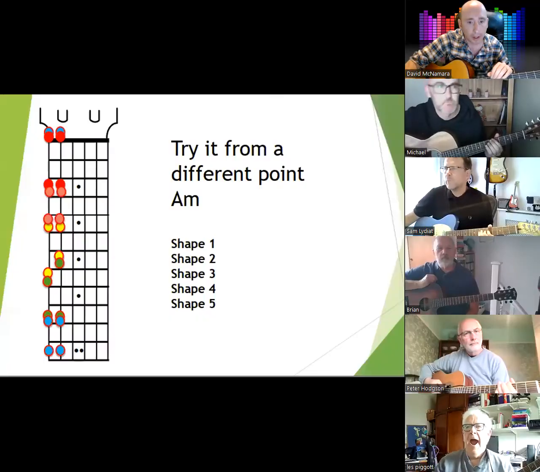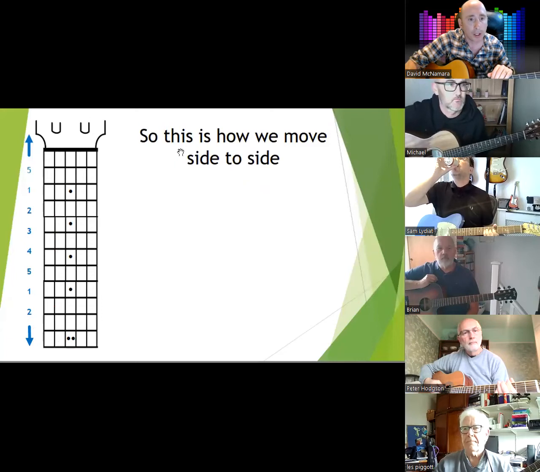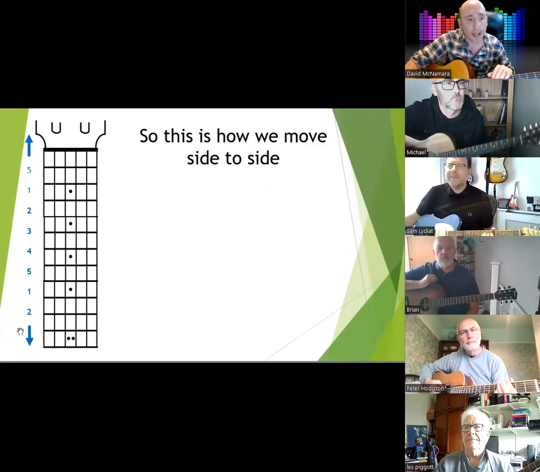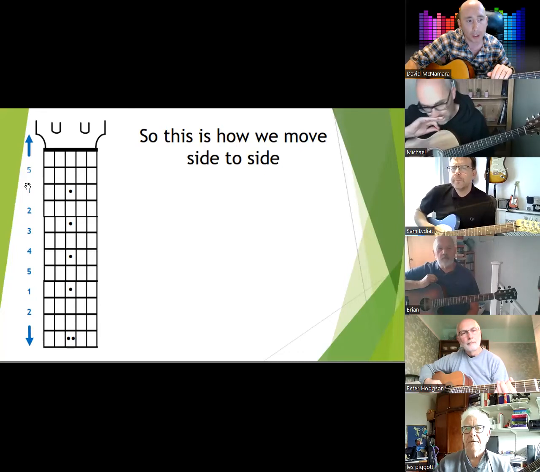So if you look here, this is how we move side to side. Can you see that? I've just put a list of numbers here. 5, 1. You can see it goes 1, 2, 3, 4, 5. It always goes in this direction. 1, 2, 3, 4, 5, up the fretboard.